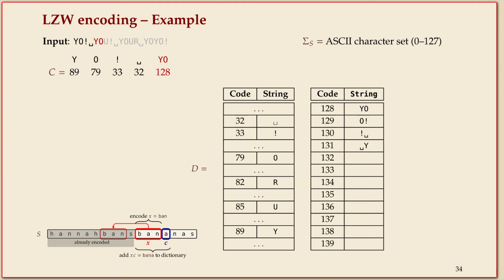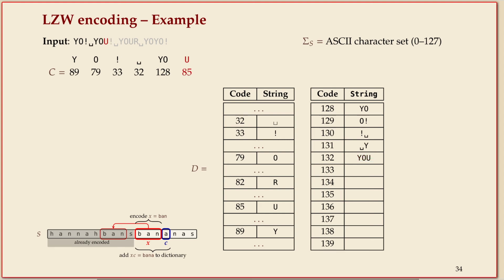And now for the first time, something interesting happens. We have Y in the dictionary, but also YO. And so we use this as the longest match we can find and use this new code to represent that 2-character string. And we also add a new string to the dictionary, which is 1 character longer, taking the one new character from the text. Okay?